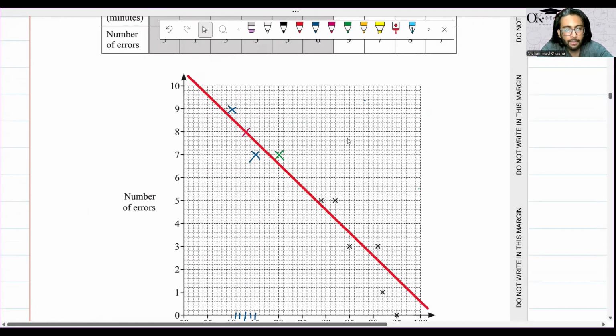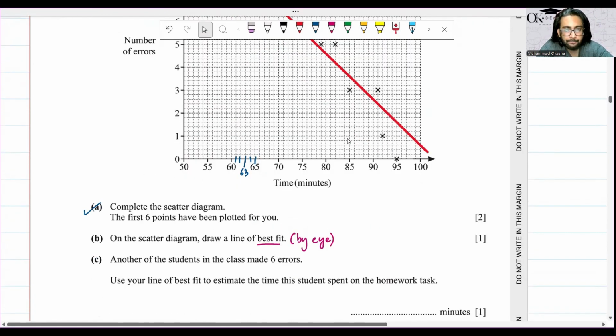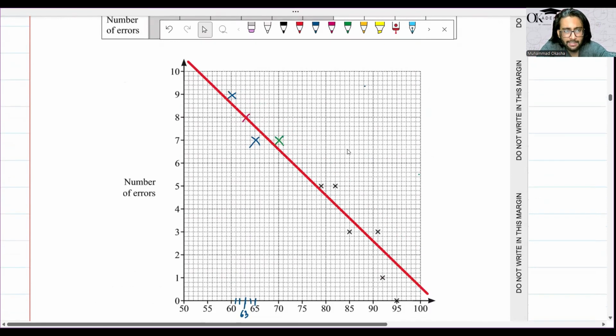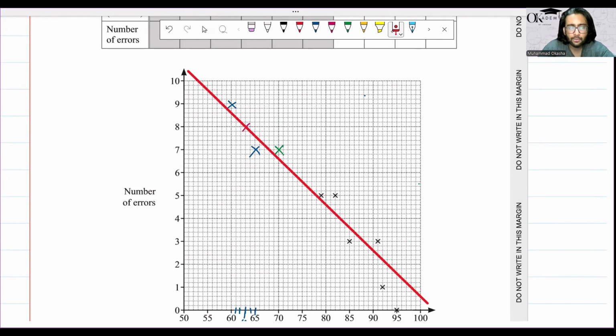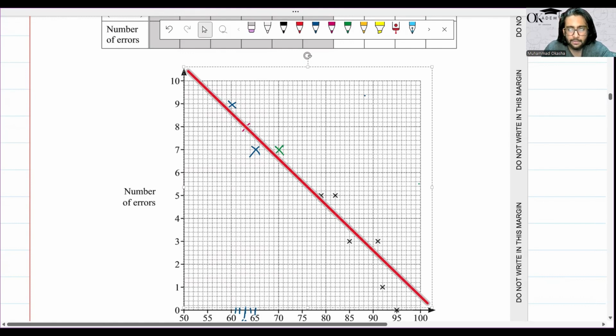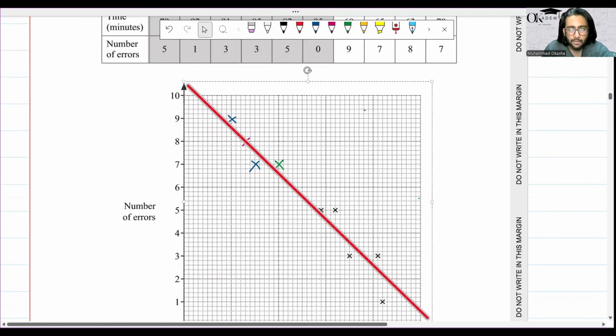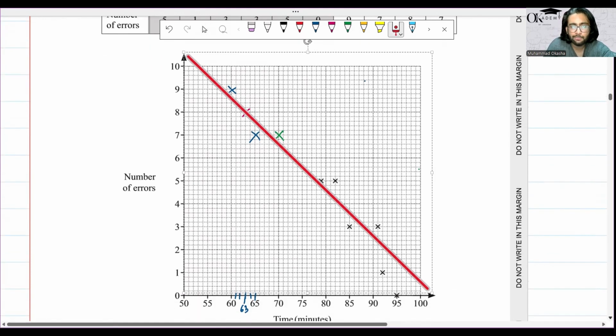That's all. Next, is it close to as many points as possible? I think it is, although it should have been a bit like this. I feel like it's not as close to these points. I feel like these points are missing out a bit.